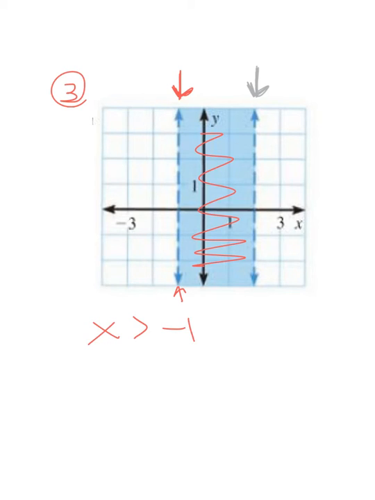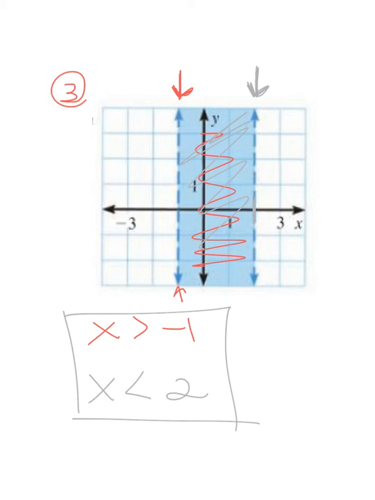I'm going to do the same thing with the gray line. Again, this looks like it hits my x-axis at 2. So I'll set that up. I shaded to the left of that, and again, this is also a dashed line, so that symbol is going to be x is less than 2. So my system of linear inequalities is x is greater than -1, and x is less than 2.